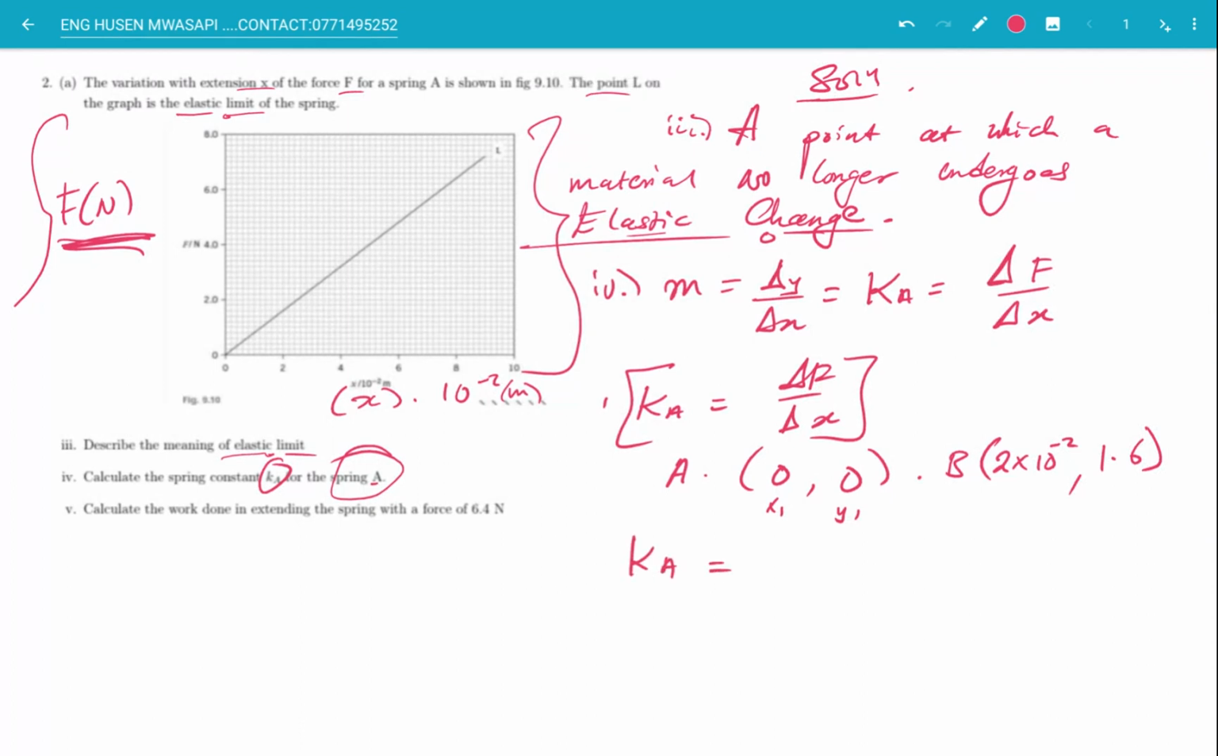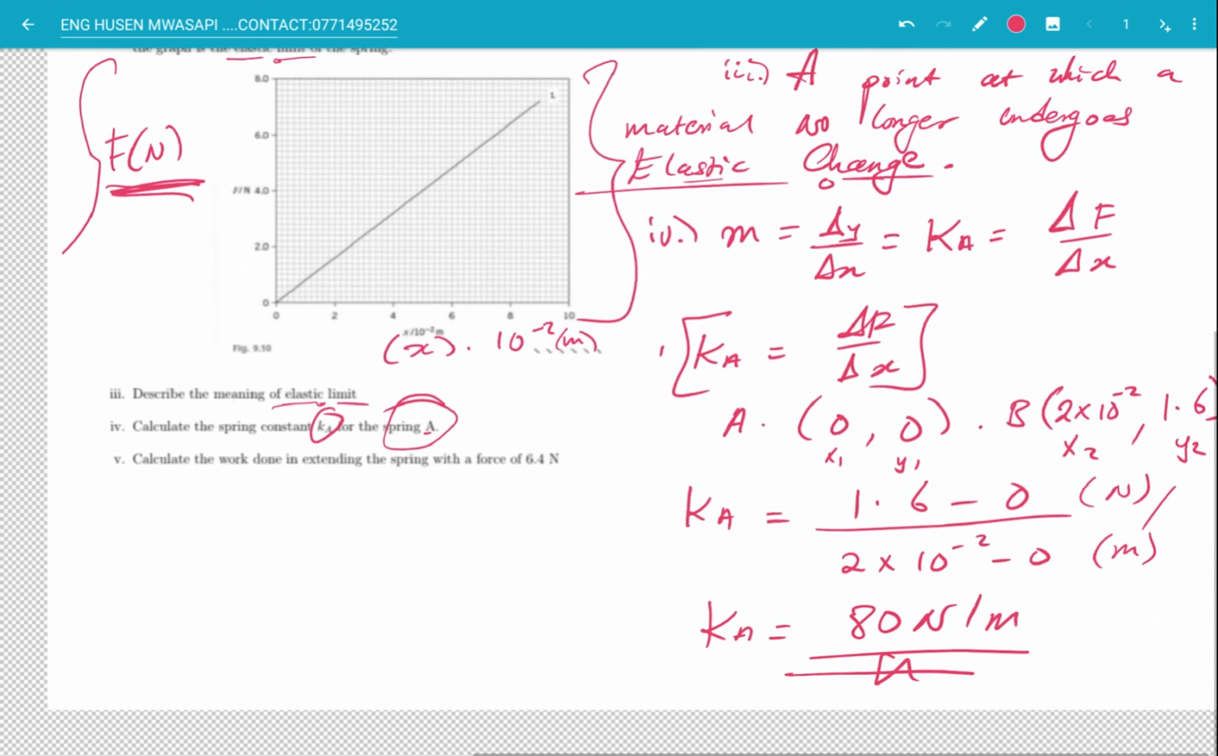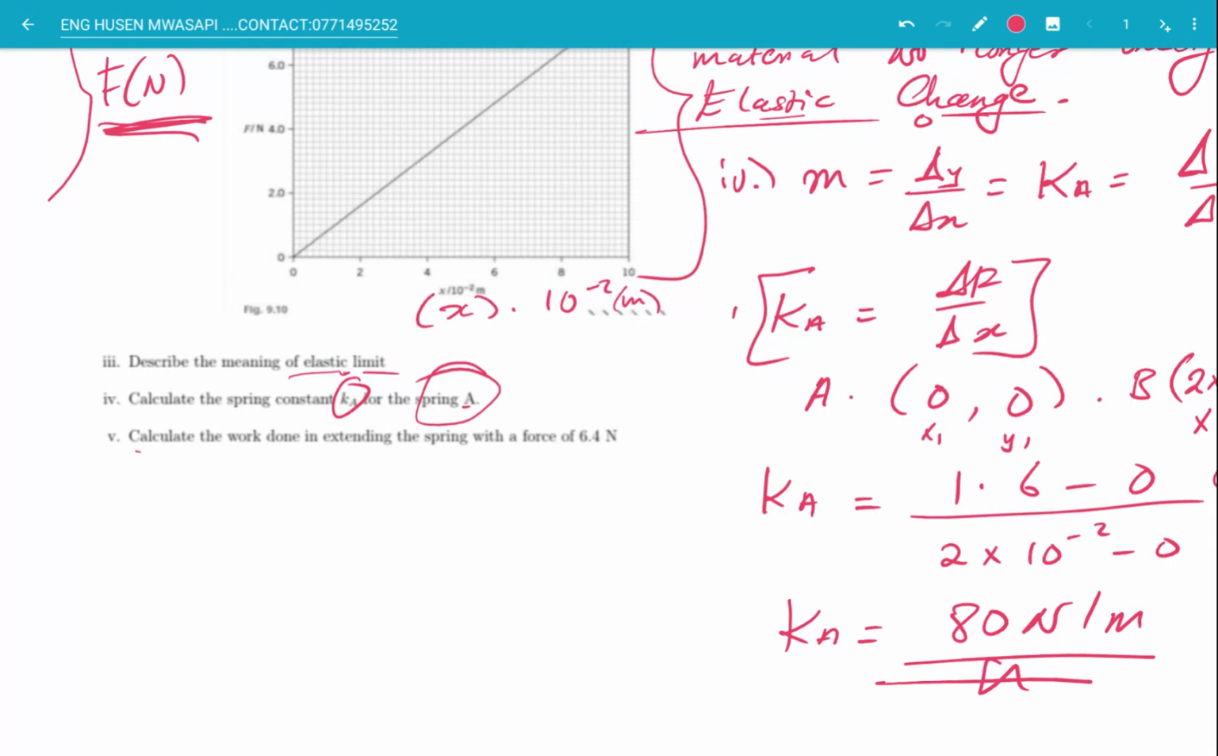constant A is equal to change in the force over change in extension. So this is my x2, y2. I'm having 1.6 minus 0 over 2 times 10 to the minus 2 minus 0. If you compute this on your calculator, you will simply have 80 newtons per meter. Because you know that on top you're having newtons and on the bottom you're having meters. So remember the division is per. So you're having 80 newtons per meter. I hope it's clear.